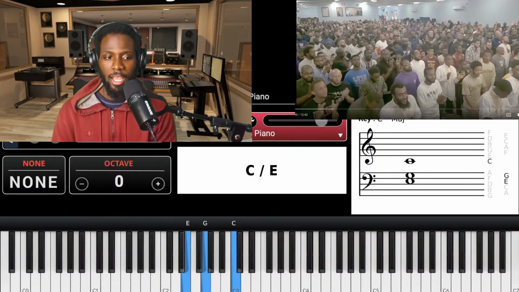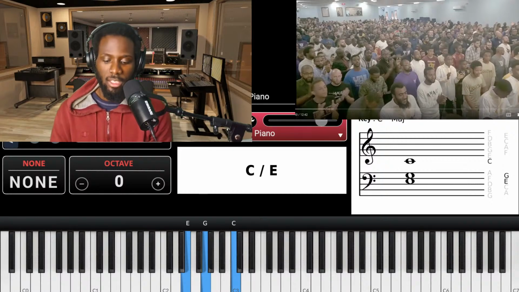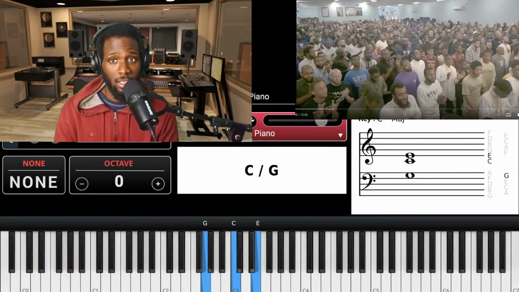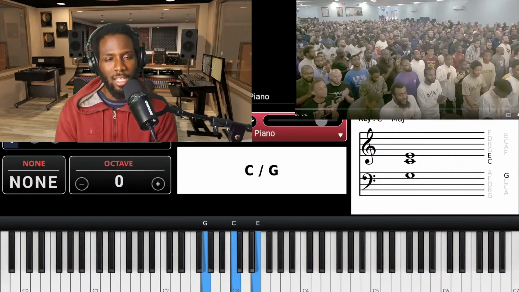Also, I can remove the E from the root position and take the E above the top C. Now notice it's C over G. Again, it's still a C major chord, but now the G is the root position note.